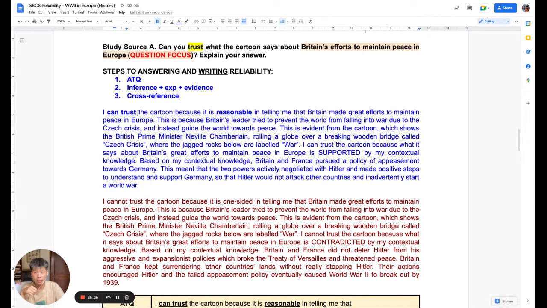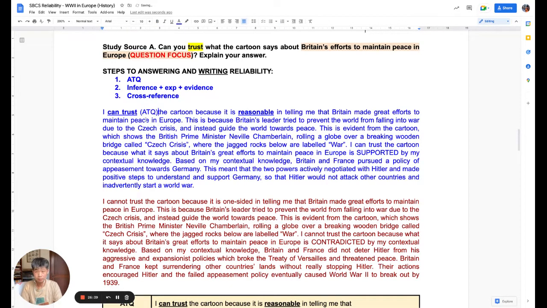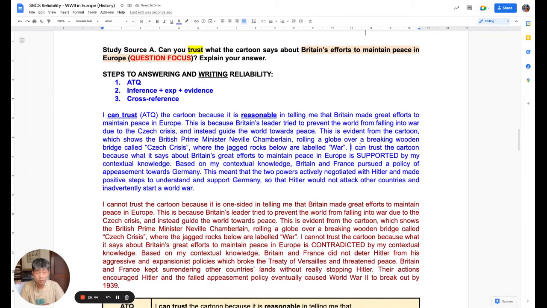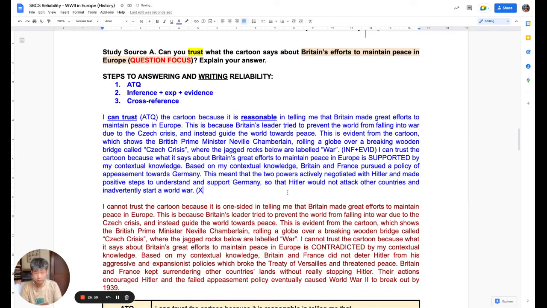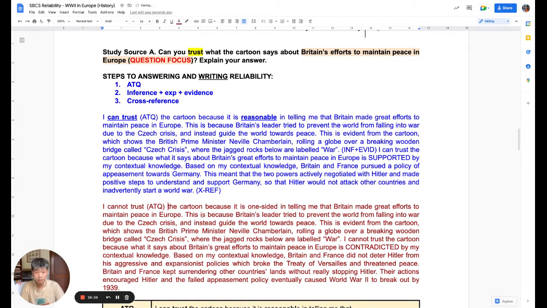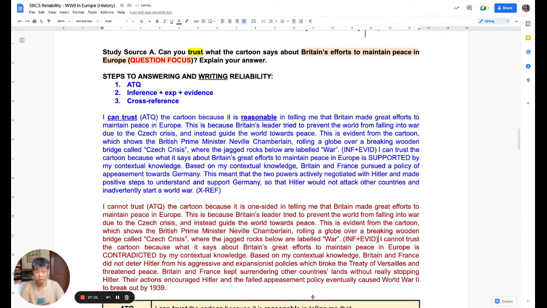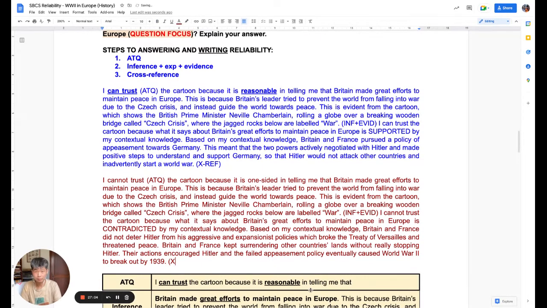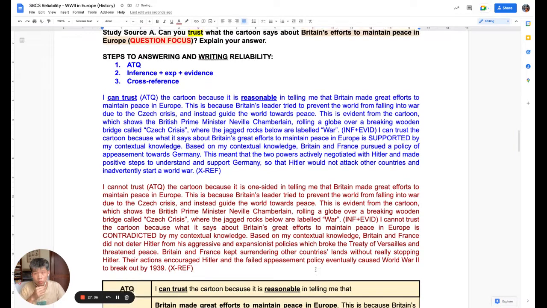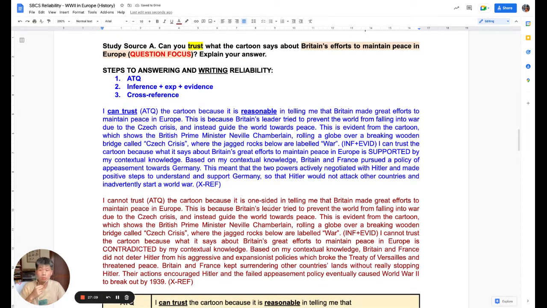So again, the three steps: ATQ, and then you go for inference plus evidence, and then you go for cross-reference. Similarly, ATQ, inference plus evidence, cross-reference. So please copy these two on foolscap. And then proceed to finish the rest of the questions on foolscap as well.